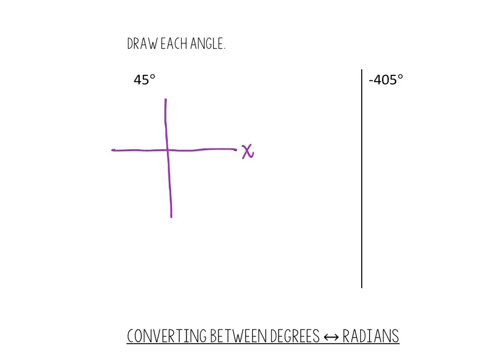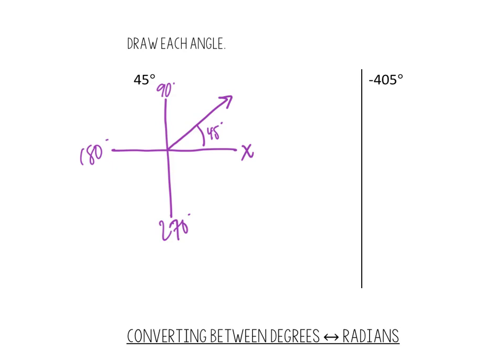Remember, we're starting at the positive x-axis. Think about where 45 degrees lands in regards to those big quadrantal angles that we talked about on the page before. 45 degrees is right smack in between 0 and 90. So we can label this angle 45 degrees.